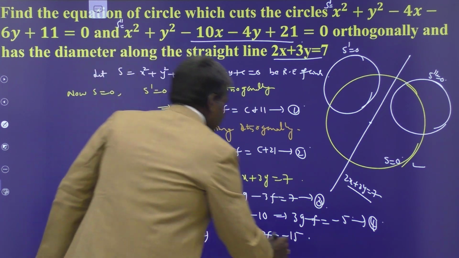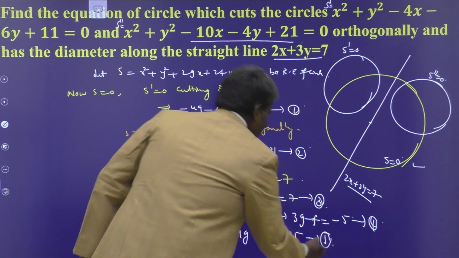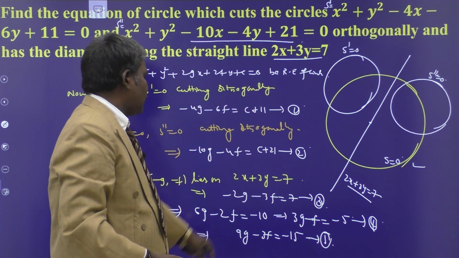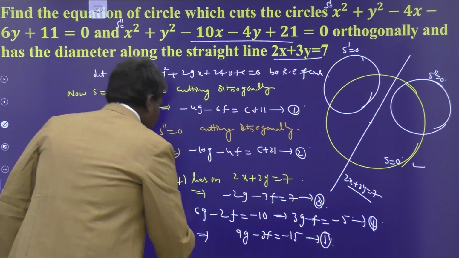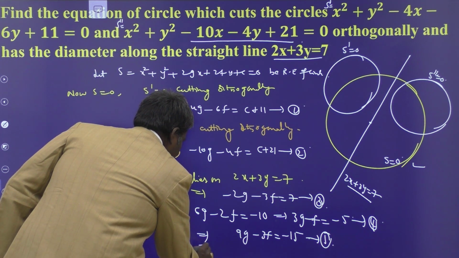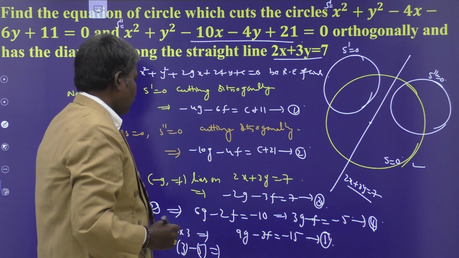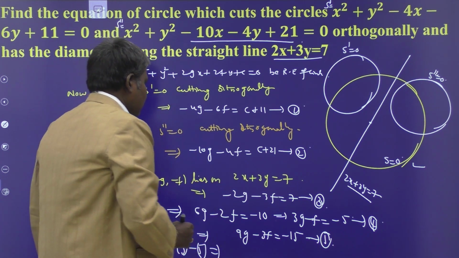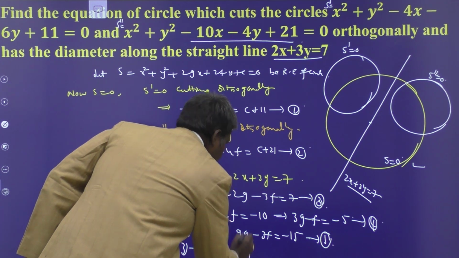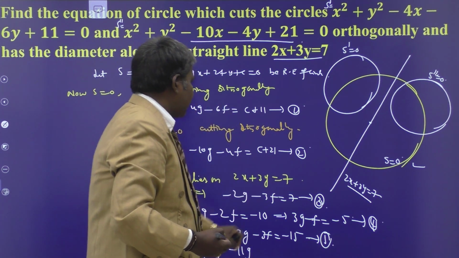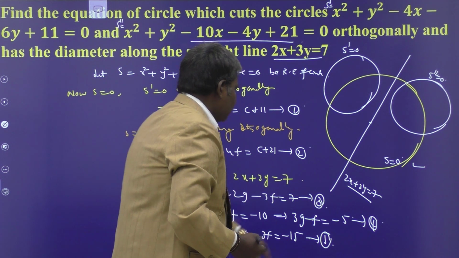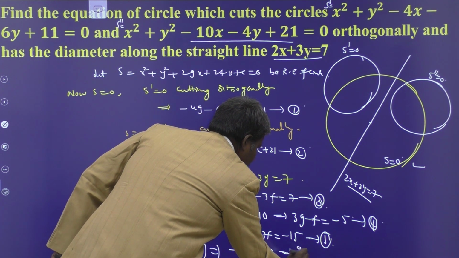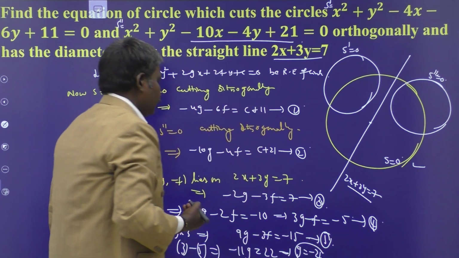So suppose this is equation number 5. Why are we multiplying with 3? By subtracting these two equations we eliminate f. 3 minus 5. What happened? Minus 2 minus 9, that is minus 11g. Next, minus 3f plus 3f gets cancelled. 7 plus 15, that is 22. So we have g is equal to minus 2.